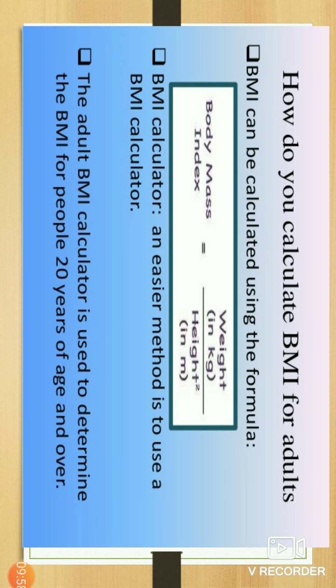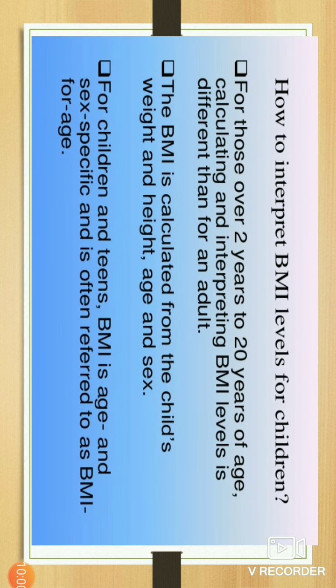Now, how to interpret BMI level for children? For those over 2 years to 20 years of age, calculating and interpreting BMI level is different than for an adult. The BMI is calculated from the child's weight, height, age, and sex. For children and teens, BMI is age and sex specific and is often referred to as BMI for age.